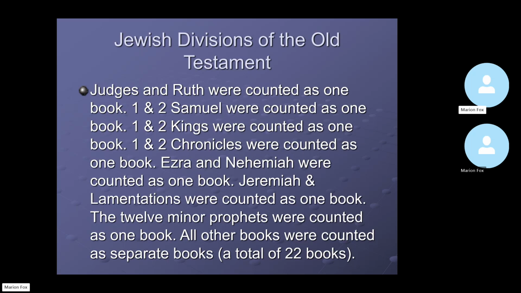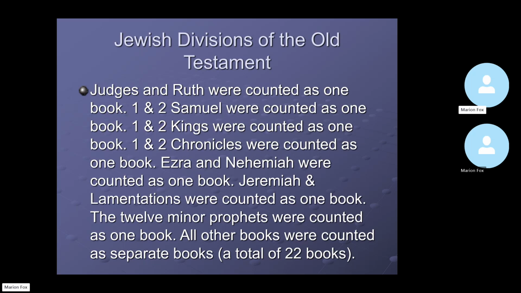First and Second Samuel were joined, counted as one book, because of the Hebrew language. The Hebrew language doesn't have vowels in the written language. Of course, you have to have vowels to speak words. So their language is very compact. It only writes the consonants, and then the reader has to insert the vowels into it. That causes some problems, as we'll see later.